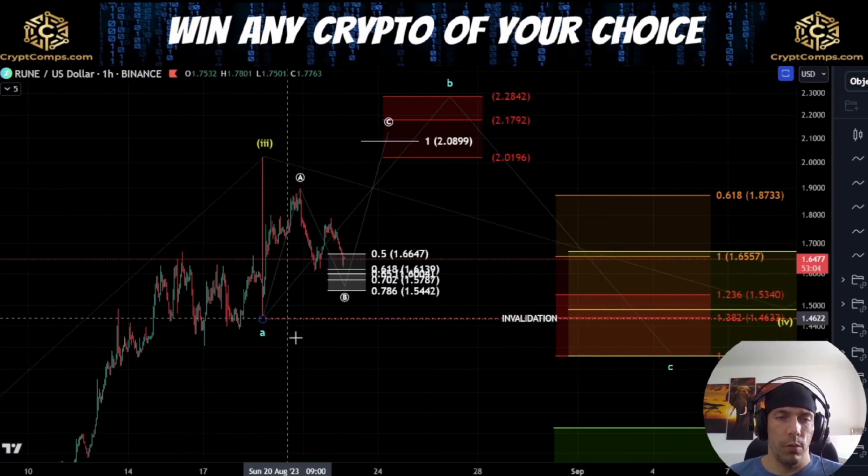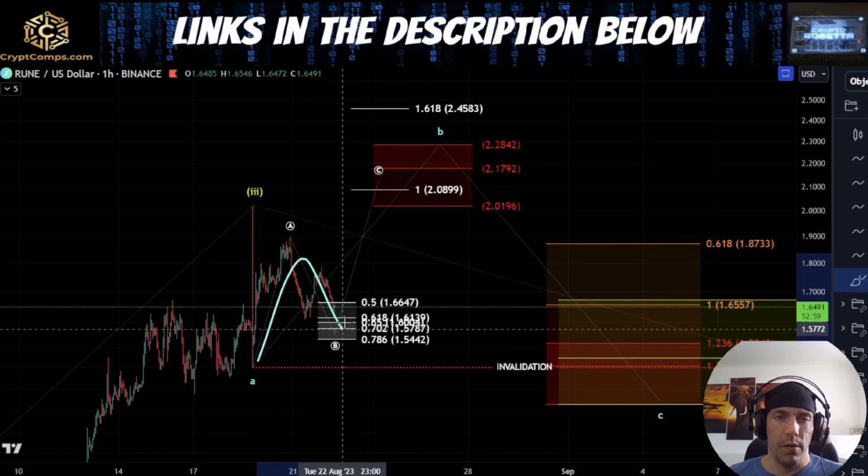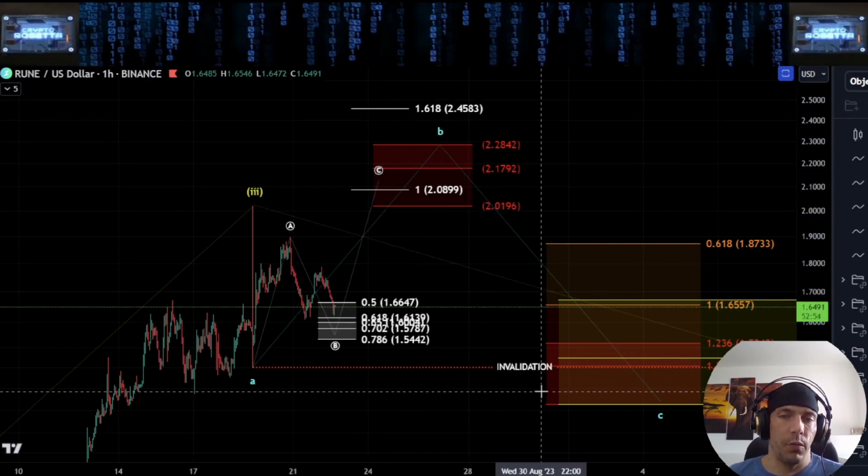So moving forward here, what I'm going to be keeping an eye on is this. If we do see this move just develop as 3 waves to the upside here, not hitting this 1618, we could be setting up something for a flat here.